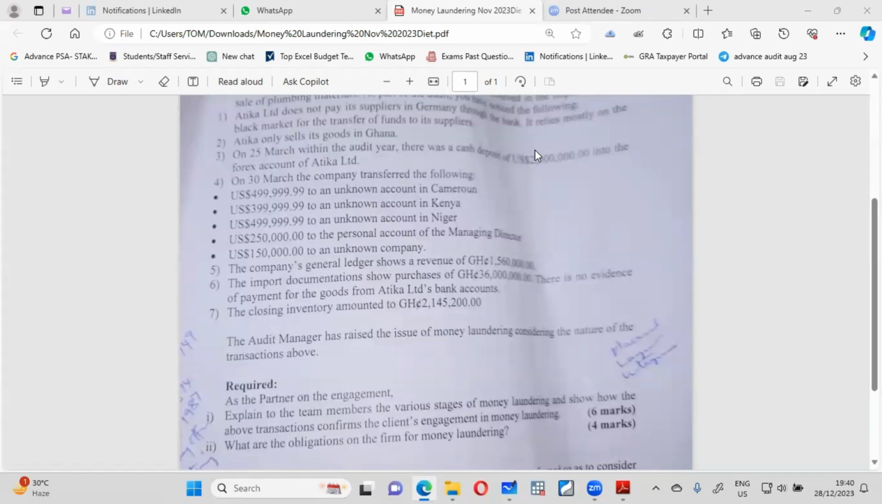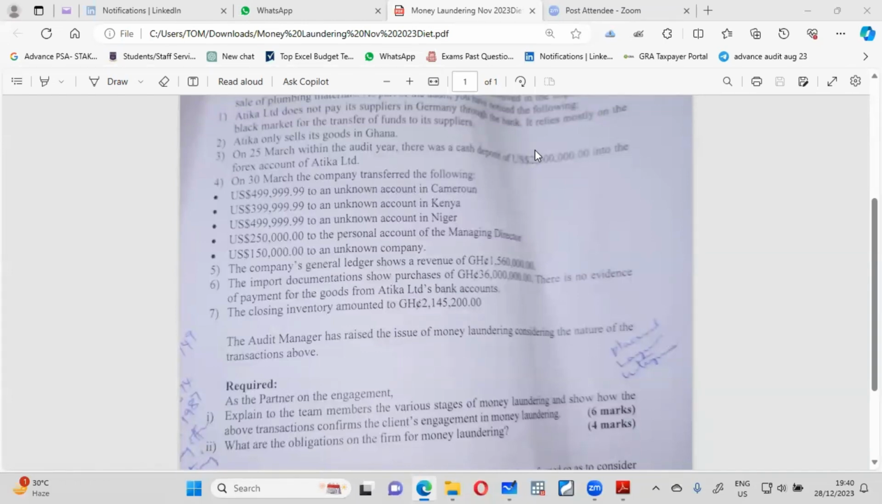I'm saying that my point 3 is an example of money laundering under the stage of placement. Placement says that when a local currency is being changed into a foreign currency and being deposited into a bank account in order to reduce the sum of the money into a smaller denomination.